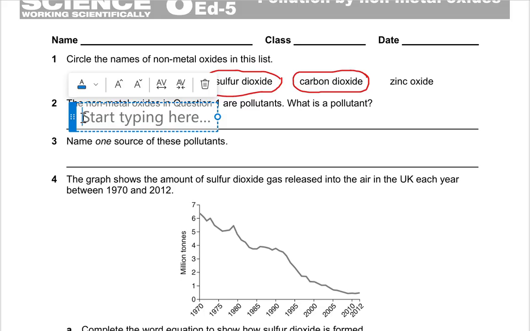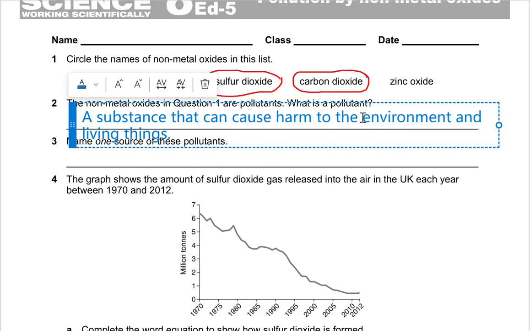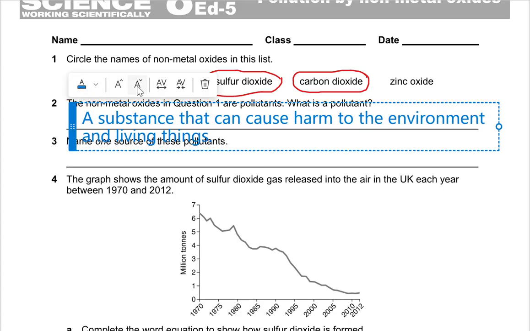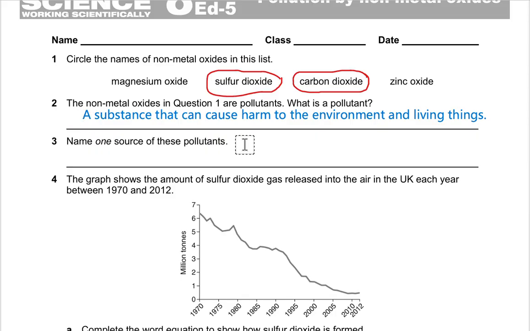Giving out waste as... I have given this also in the short note yesterday. I guess you all have not gone through that. So the answer is, it is a substance that can cause harm to the environment and the living things.